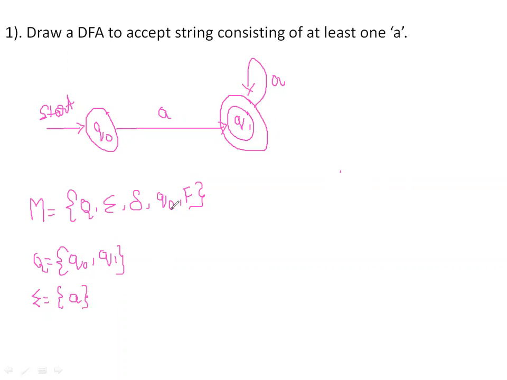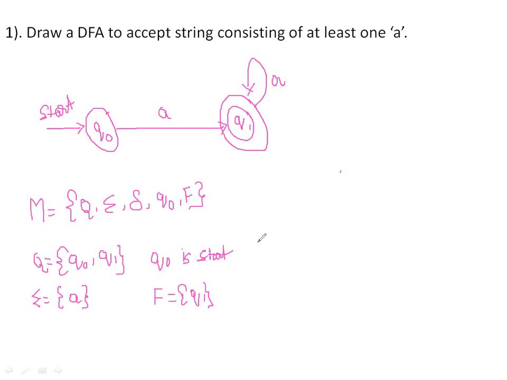Then later, after sigma, delta I will write later, after writing the start state and final state. Q naught is the start state, right? Then final state f will be equal to what? F is equal to q1, obviously. See here, q1 is the final state, so f will be equal to q1.